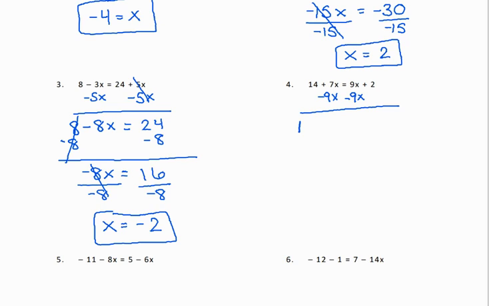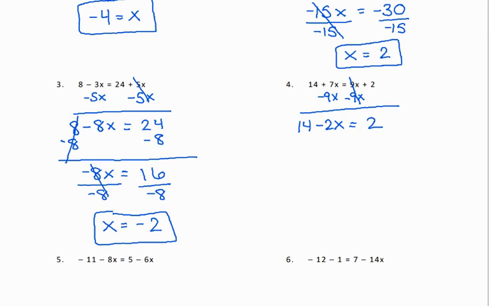So now I have 14. 7x minus 9x is negative 2x. On the right-hand side, those 9x's cancel, but I still have a positive 2. We okay?